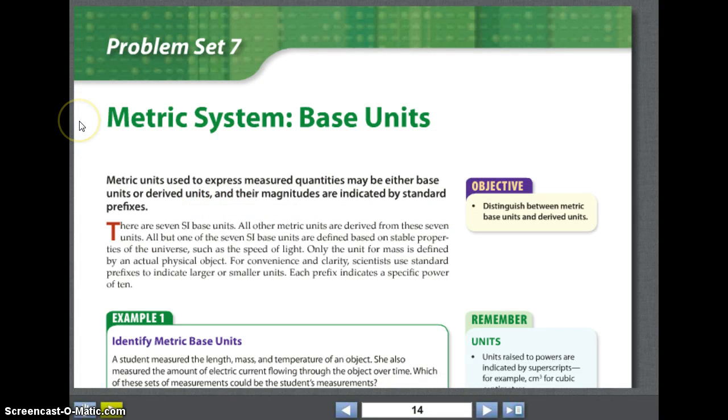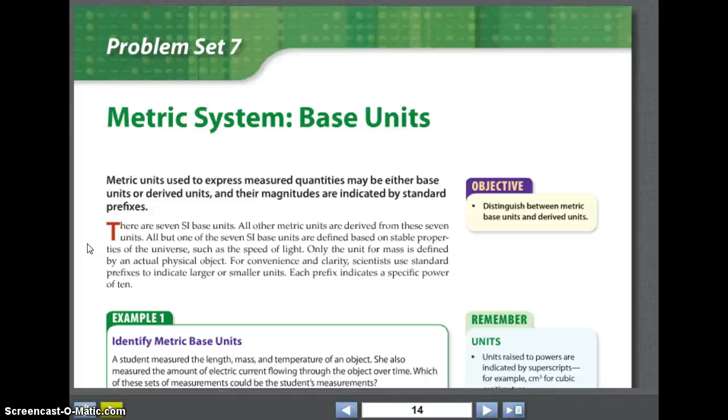Problem set 7, metric system, base unit. Objective, distinguish between metric base units and derived units. Metric units used to express measured quantities may be either base units or derived units, and their magnitudes or sizes are indicated by standard prefixes. There are 7 SI base units. All other metric units are derived from these 7 units. All but one of the 7 SI base units are defined based on stable properties of the universe, such as the speed of light. Only the unit for mass is defined by an actual physical object.